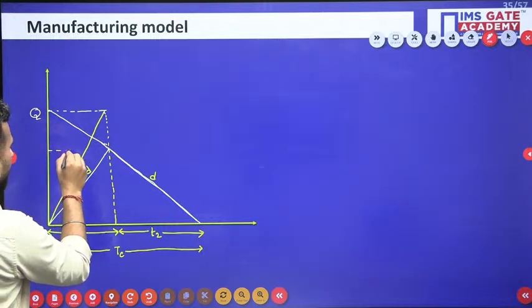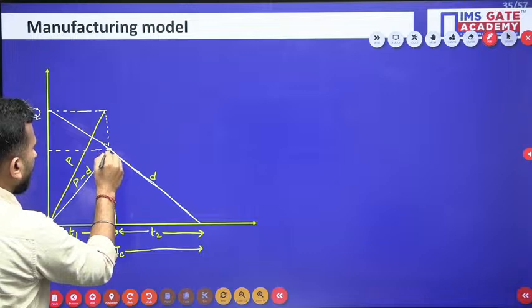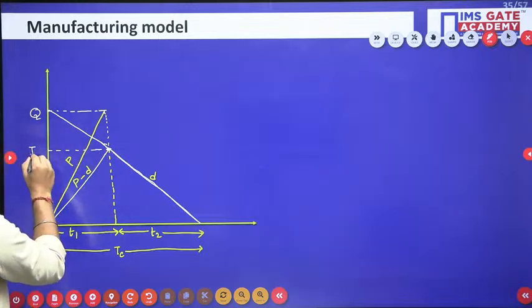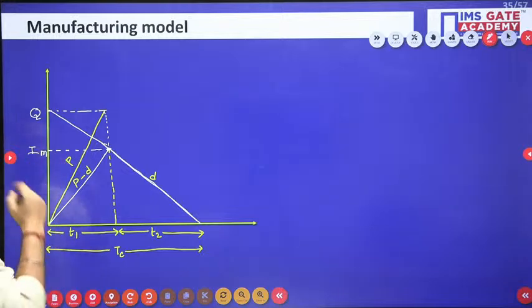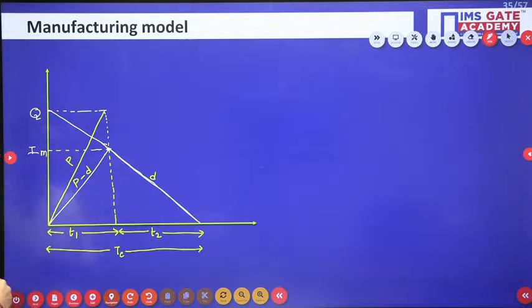And what is this point? This point is the maximum inventory. This is the IMAX, the maximum inventory that has been reached. No shortage is there as of now.